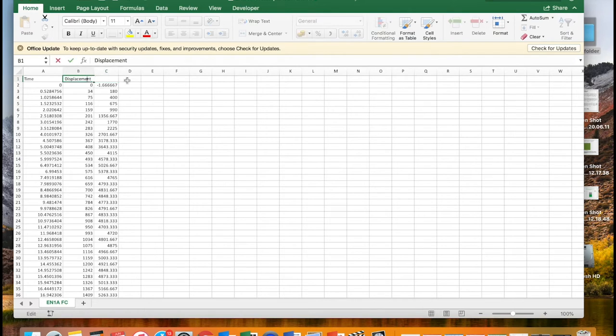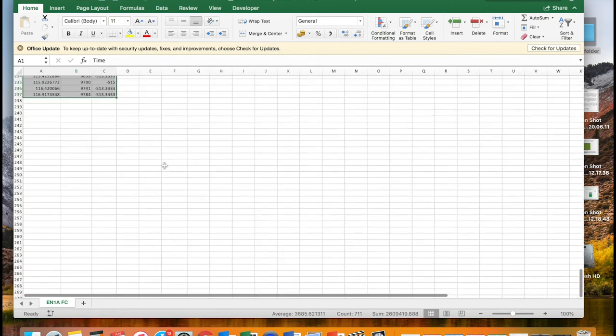Now, the first thing I'm going to do is tell you something. For some reason, the way the machine program has been written, the displacement is measured in microns in this case. So before we do anything, let's put a bracket in there and type in microns, micrometres. The force was measured in newtons, so I'm just going to put N there. Force is measured in newtons.